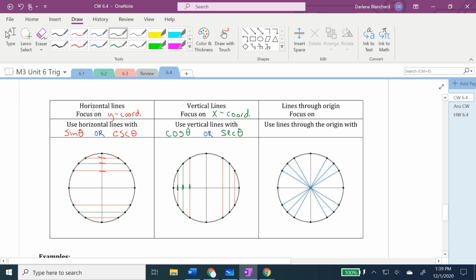And then finally, lines through the origin focus on slope. I want you to look at all of these blue lines. Each of these blue lines has a slope. What do you know slope happens to be? Think about what you know about slope. Slope is change in y over change in x.